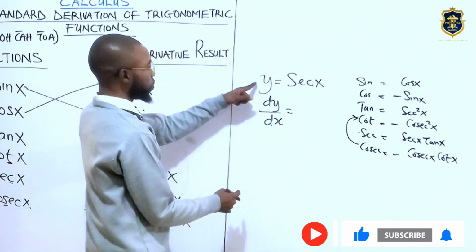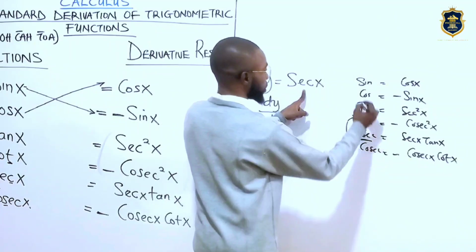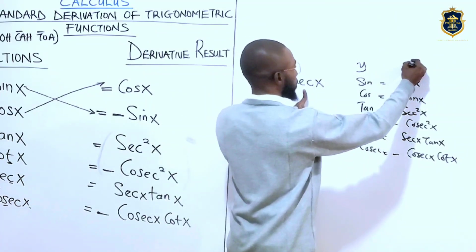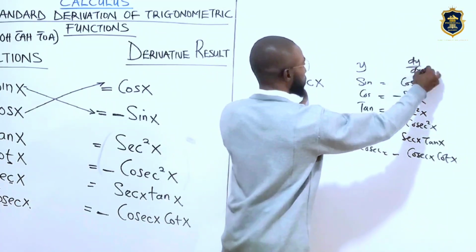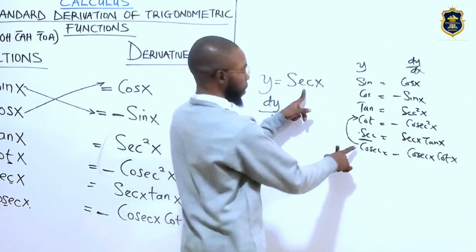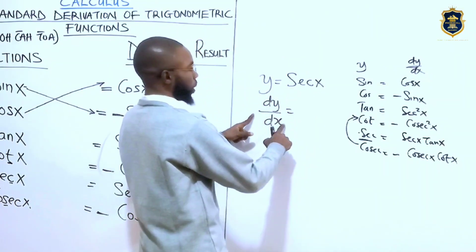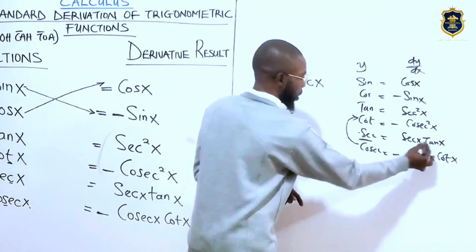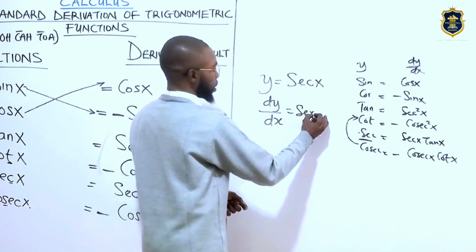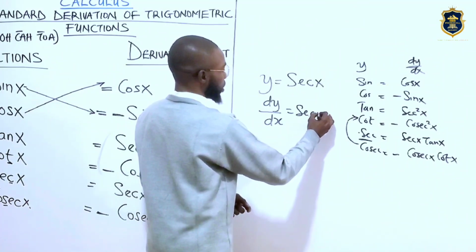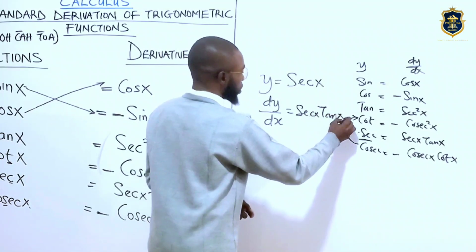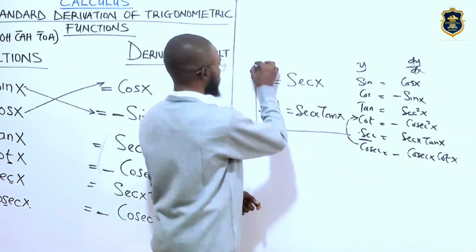So you pick. If y is sec x, look at sec x. These are the dy dx derivatives. If y is sec x, what's dy dx? You come here and trace. Sec x is simply sec x tan x. Simple answer.